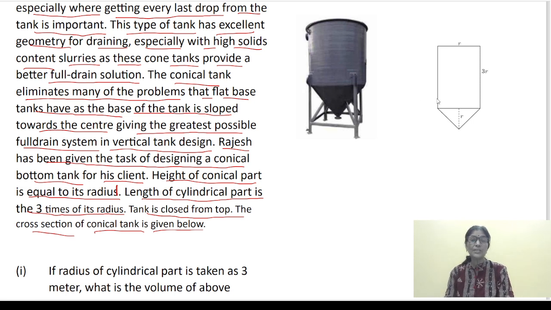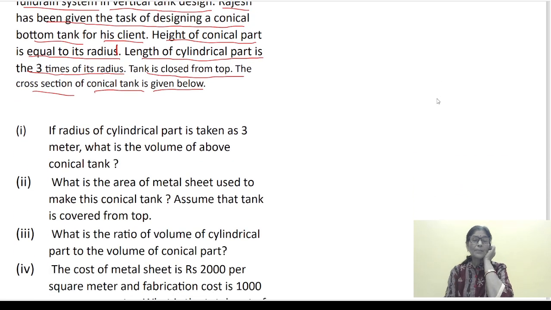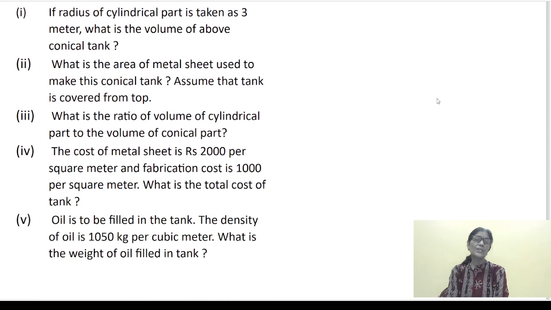Now the parts of the question are: the radius of the cylindrical part is taken as 3 meter. What is the volume of the conical tank? What is the area of the metal sheet used to make this conical tank? Assume that the tank is covered from the top. Third part is, what is the ratio of the volume of the cylindrical part to the volume of the conical part? Fourth part is, the cost of metal sheet is rupees 2000 per square meter and fabrication cost is rupees 1000 per square meter. What is the total cost of the tank?